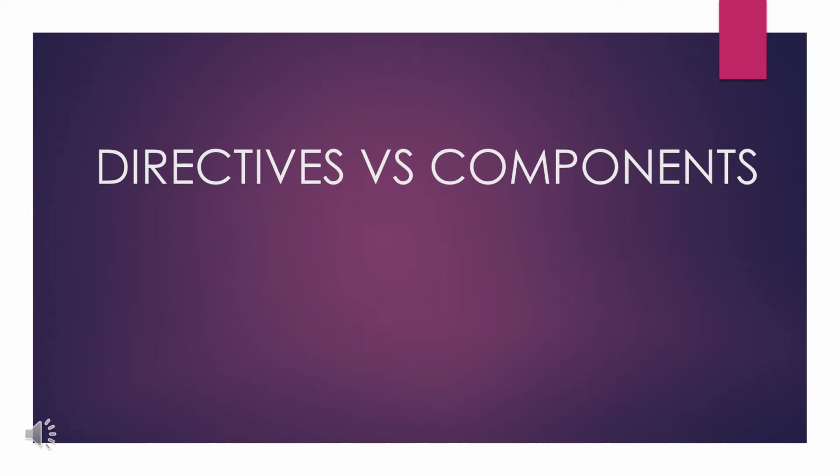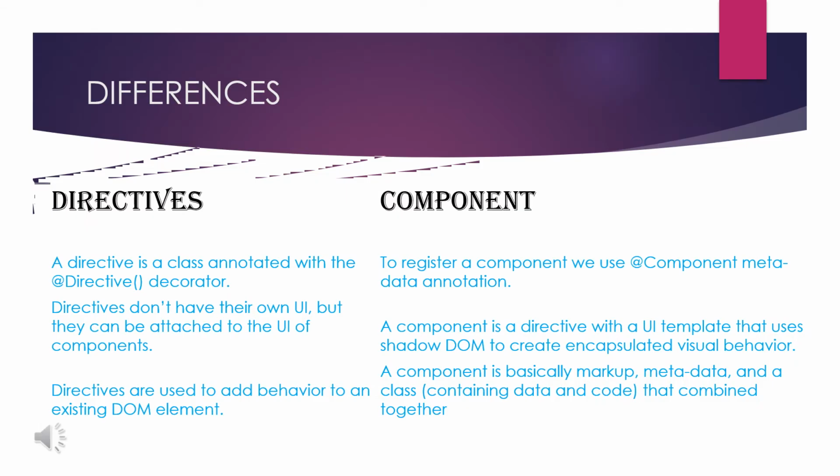So here we are going to talk about directives versus components, the main differences between them. Directives are annotated with @Directive and components are annotated with @Component. Components are the basic building blocks of an application's views. So a component is derived from directives, but components have their own UI. That is the main difference between these two.